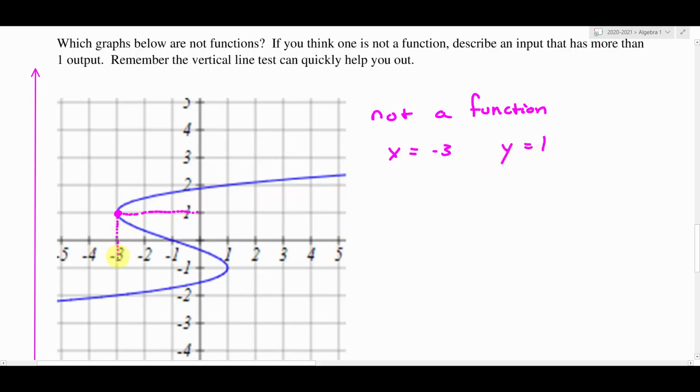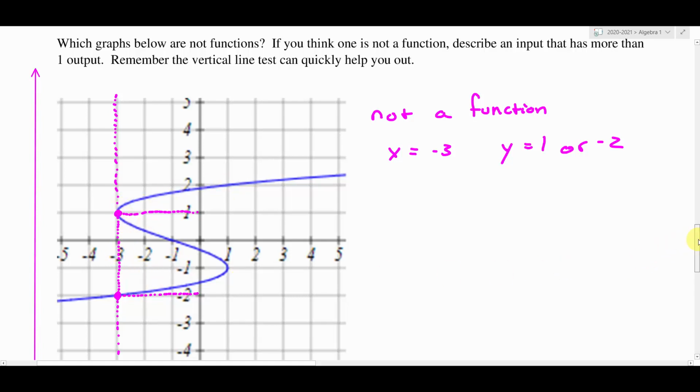But if I go down, I hit my function again at this point, and if I trace that back to the y-axis, y could be -2. So that is a demonstration of an input, -3, that has more than one output. I could get 1 or -2 if I were to select that -3. So it's almost like I'm drawing a vertical line through my graph, and if it's going to be a function, when I draw that vertical line, I can only hit my function, the blue thing, once.